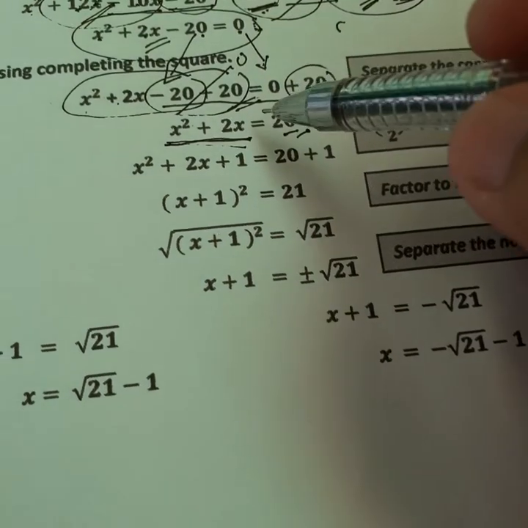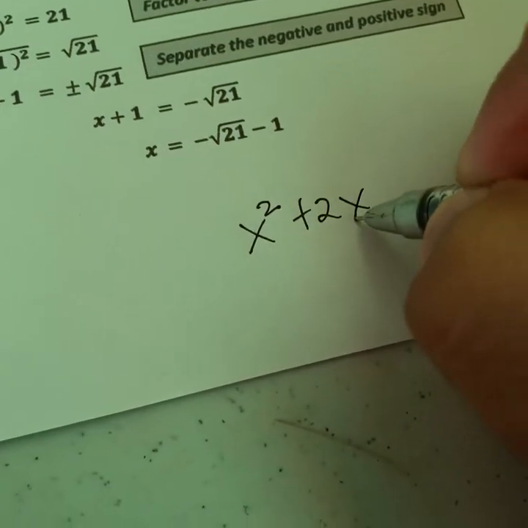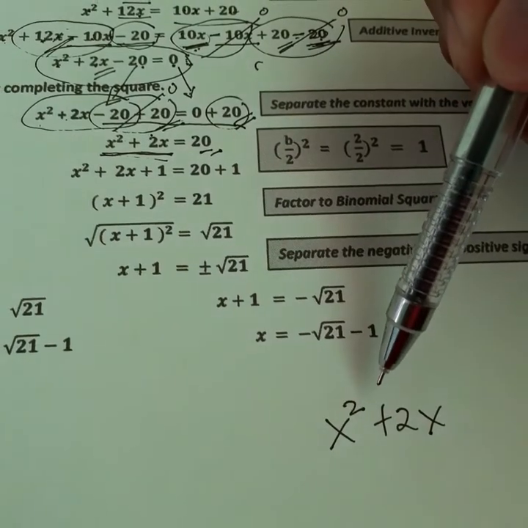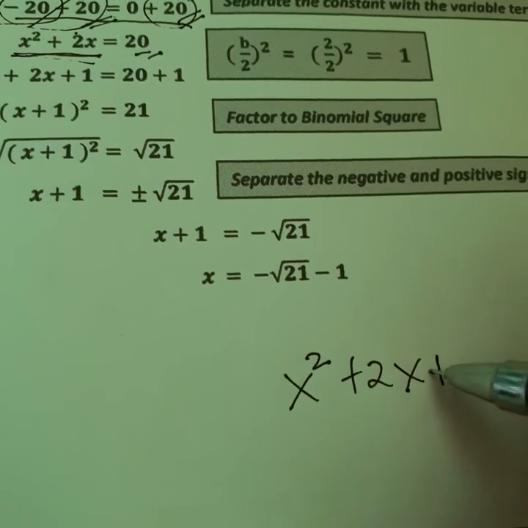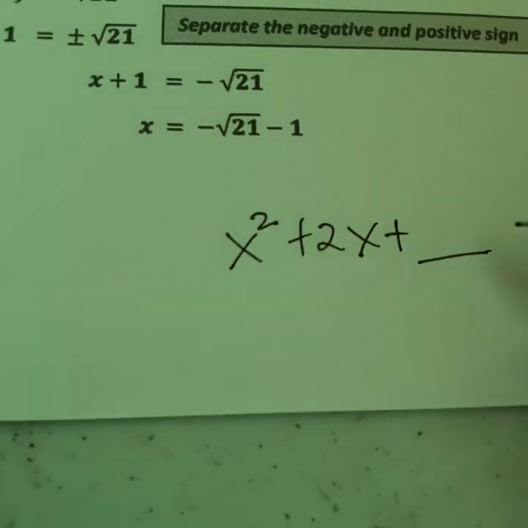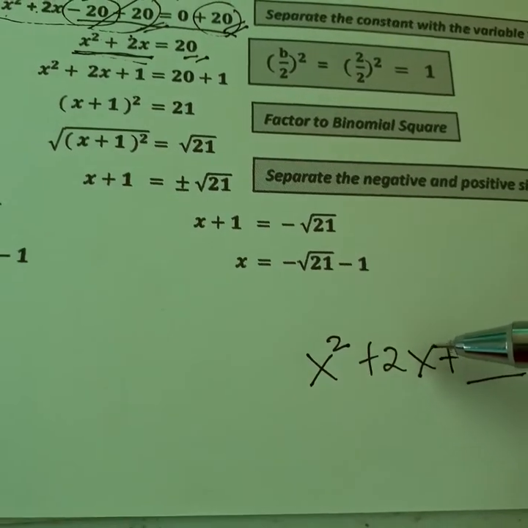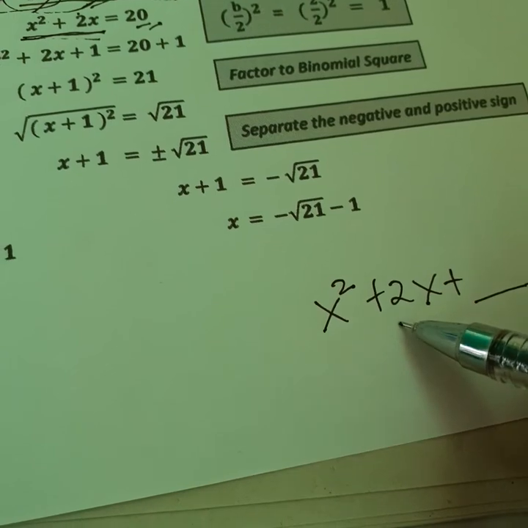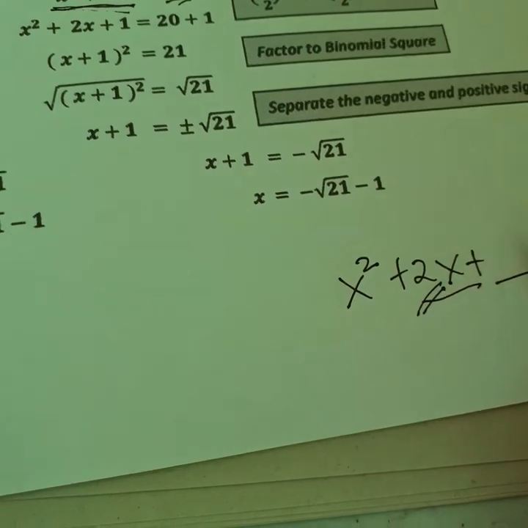How? For example, we have x squared plus 2x. How to make this one a perfect square trinomial? We write plus blank, plus blank. What do we put in the blank? To explain, we have the middle term. In our middle term, we have 2x. So 2x, we take the 2.